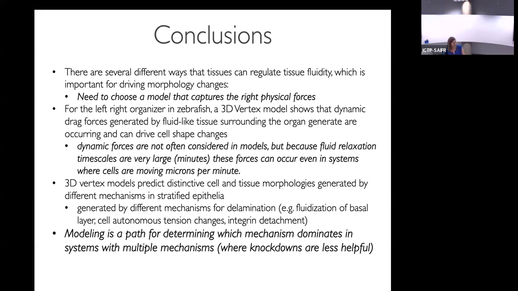I have a question. In the vertex model, how can we take into account the viscosity? Because I think in the vertex model, we have vertices connected.